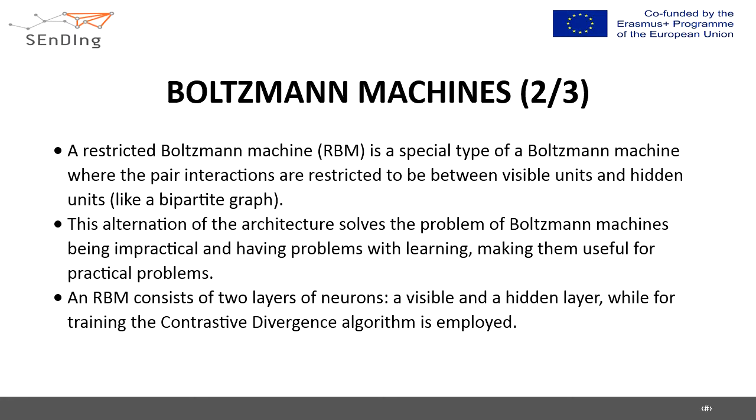The restricted Boltzmann machine is a special type of Boltzmann machine where the pair interactions are restricted to be between visible units and hidden units, like a bipartite graph. This alteration of the architecture solves the problem of Boltzmann machines being impractical and having problems with learning, making them useful for practical problems. An RBM consists of two layers of neurons, the visible and hidden layer, while for training the contrastive divergence algorithm is employed.